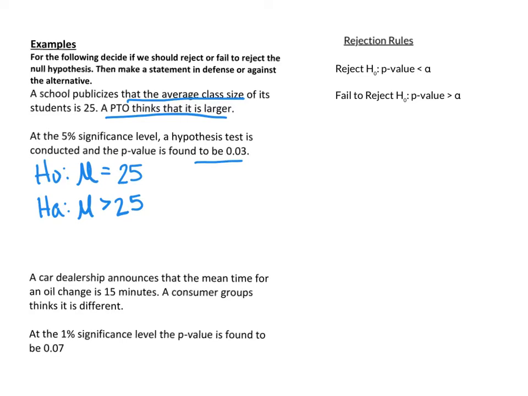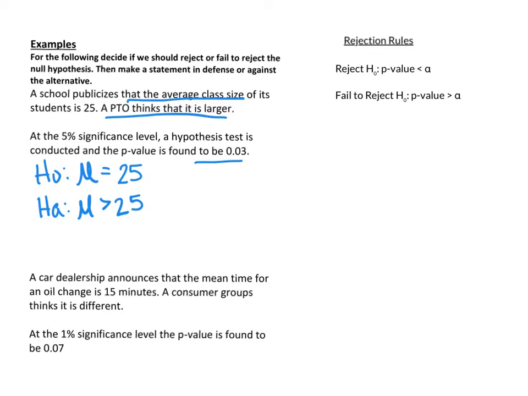So basically the school is stating that the average size is 25 or something less. We're not going to test less. We don't think it's less. The PTO says there are too many people in a classroom. We're seeing way bigger classrooms. We're seeing classrooms with maybe 28, 30 kids in them.